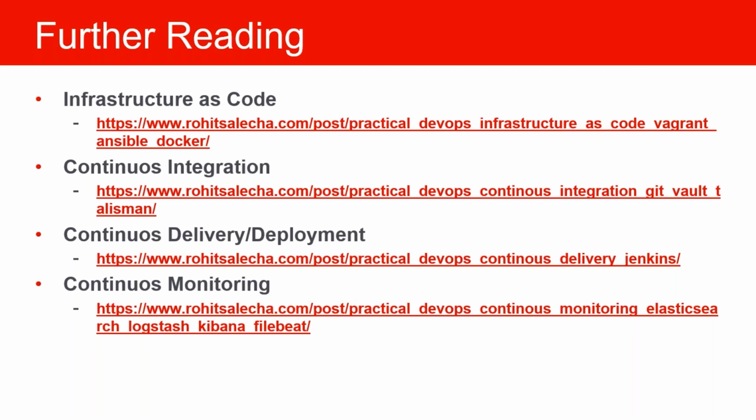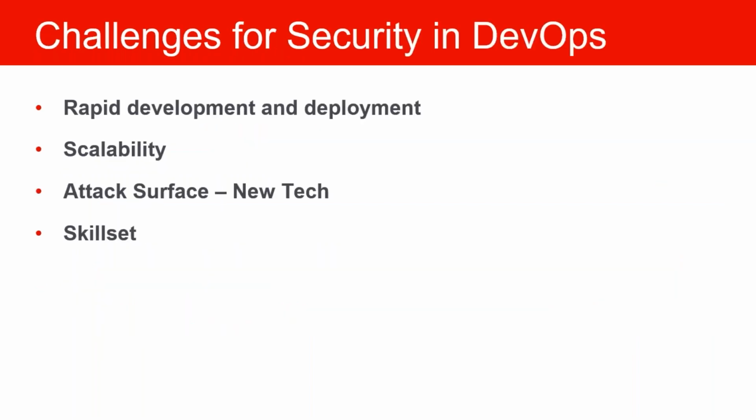Now, what are the challenges for security in a DevOps environment? As you know, DevOps is a very fast-moving environment. Every hour, every minute, every second, changes are being deployed into a production environment. In such an environment, it is a big challenge for the security team to ensure that there are no security vulnerabilities or application security issues being pushed into the production environment. But then how will the security team do that?